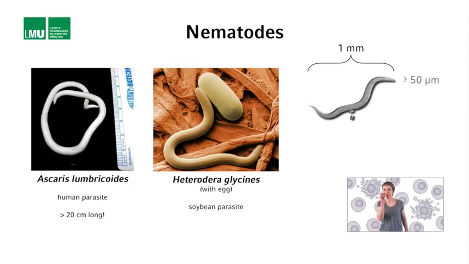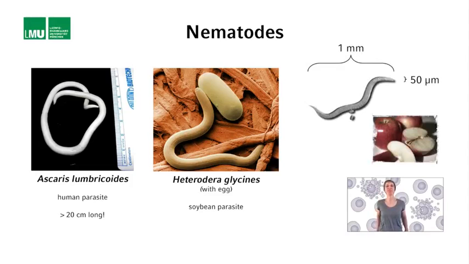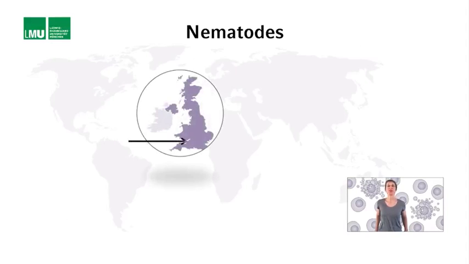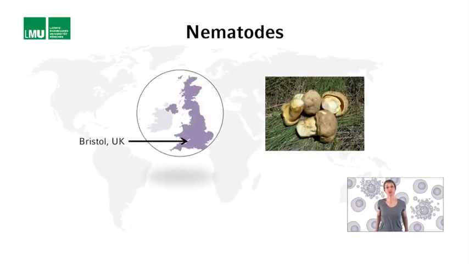It's about 1 millimeter long and about 50 micrometers wide, and it lives in rich organic matter, such as rotting apples in an orchard. C. elegans and related species are found all over the world. The one that Sydney Brenner used for his studies and that the C. elegans community is still using today was apparently isolated on a mushroom farm in Bristol, UK.